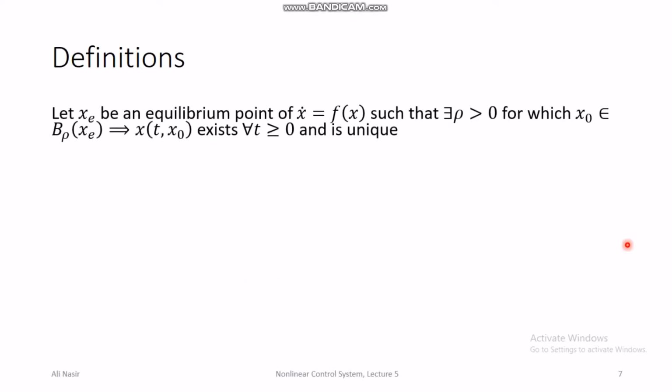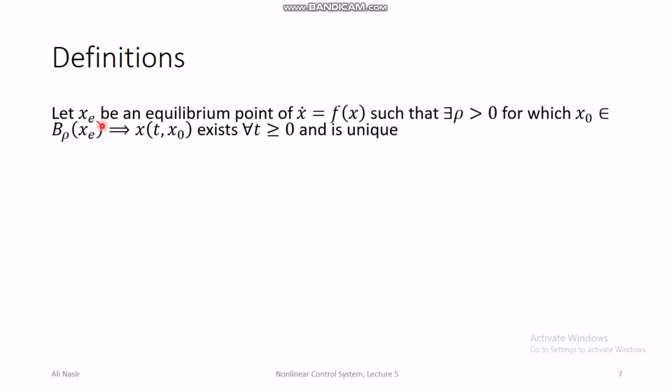Next we look at the definitions of stability. Let xe be an equilibrium point of x dot equal f of x such that there exists a constant rho greater than 0 for which the initial condition within the ball of radius rho around the equilibrium point implies that the trajectory will exist for all time and it is unique. So there is local existence, but the time is in a global sense.